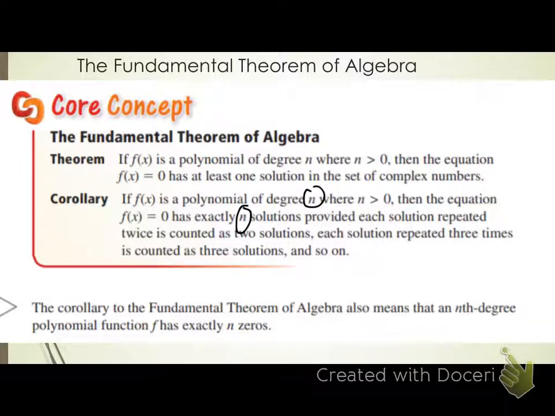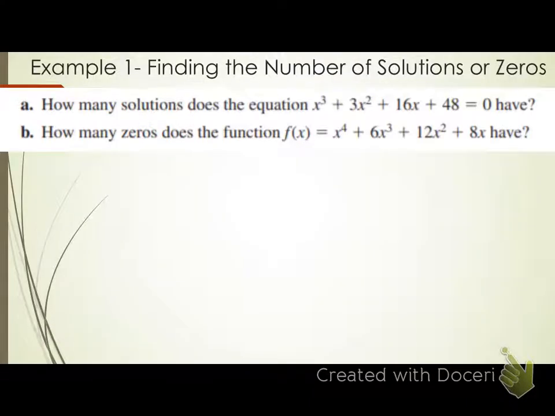So it's got a total of its degree of solutions, and they can be repeated as long as they are counted as individual solutions. The corollary to the fundamental theorem of algebra also means that an nth degree polynomial function f has exactly n zeros. So let's try to process that real quick with a couple of examples.